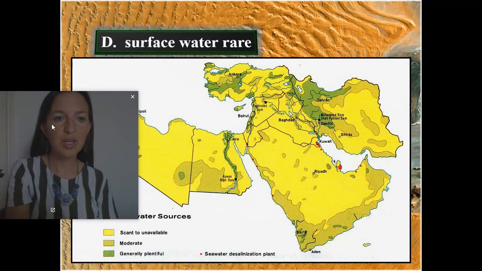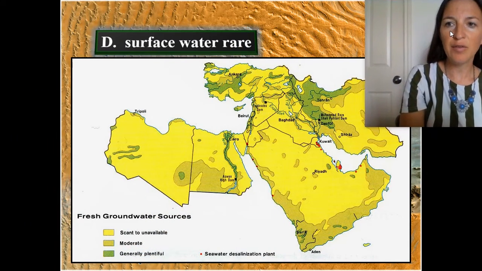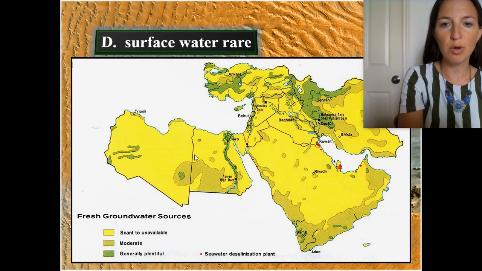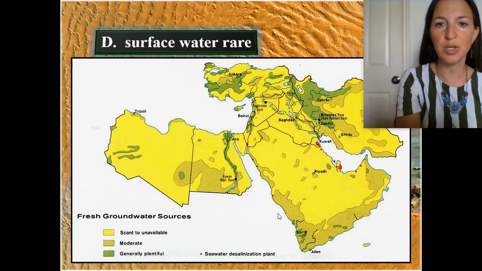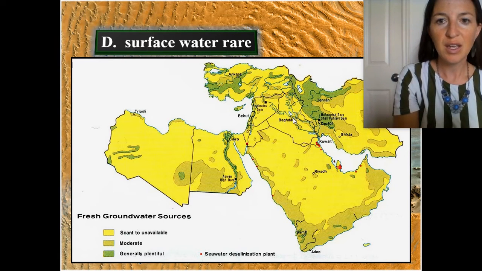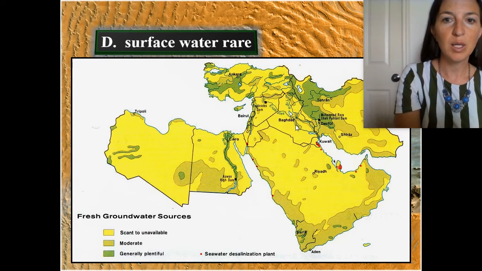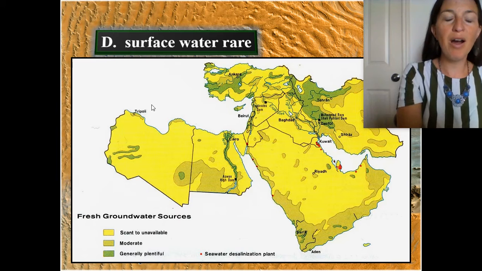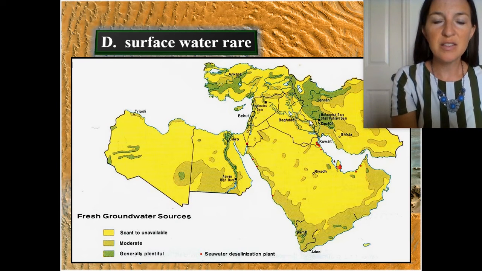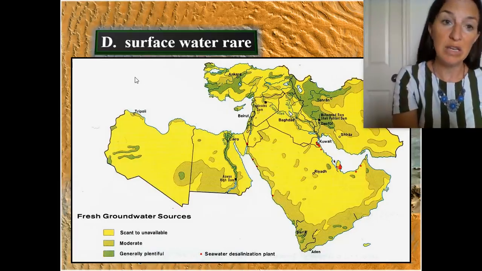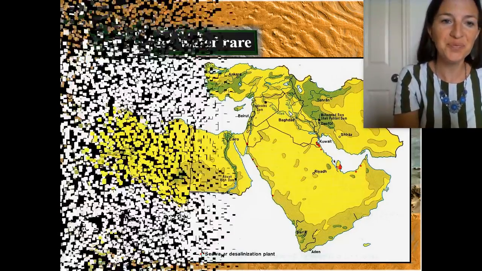This graphic really shows you scant to unavailable water is mostly what we have in this Middle Eastern region, even around the Tigris and Euphrates rivers. At the most, we're looking at moderate. And that's more recent, so it's possible that this area could have been more plentiful back in the BC. Things to think about.